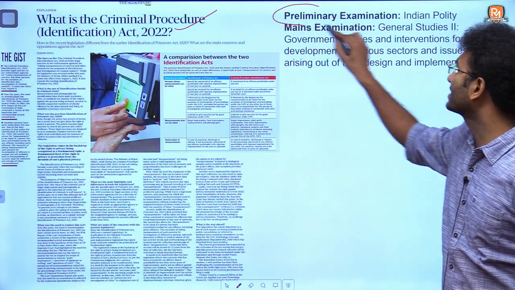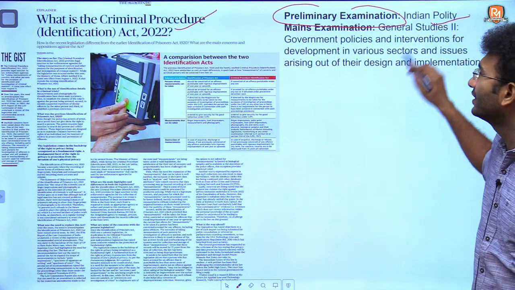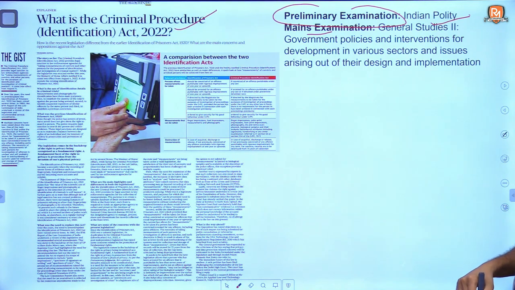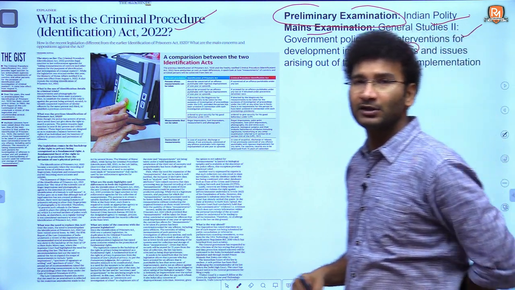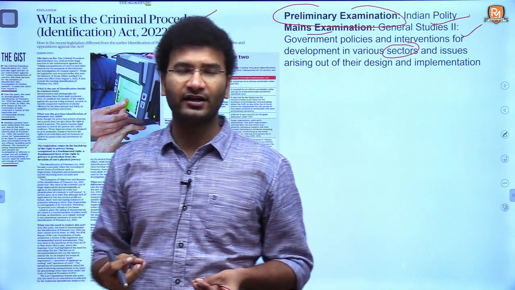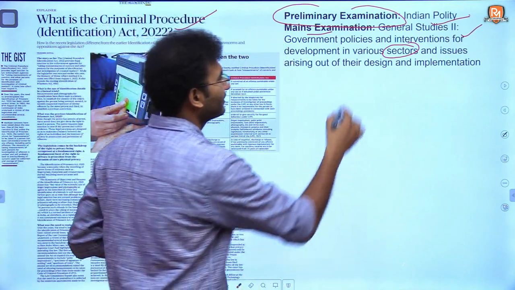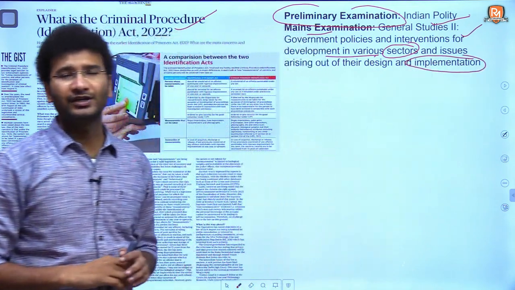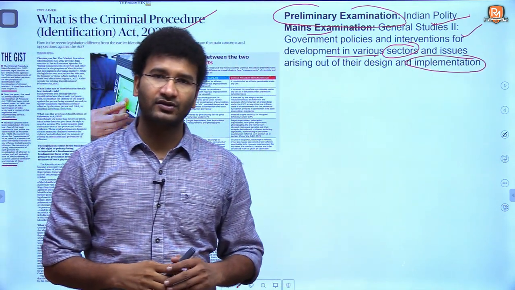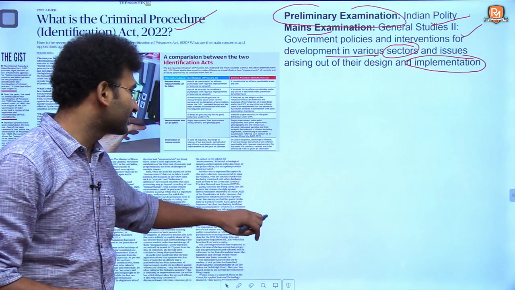We have a preliminary examination syllabus in the Indian polity, which talks about government policies and interventions for development in various sectors and issues arising out of their design and implementation. Meaning, if any act is made, that act will have certain issues and implementation problems, and the interventions that this act takes in. So let us quickly deal with this.